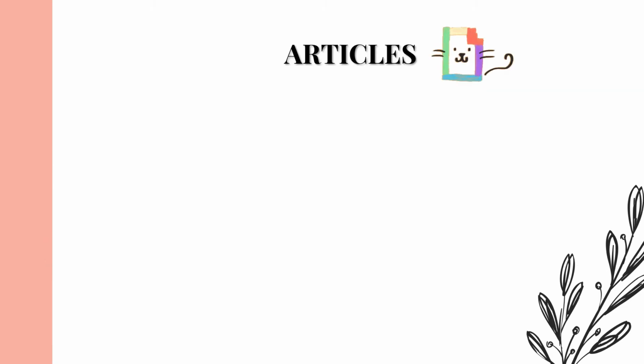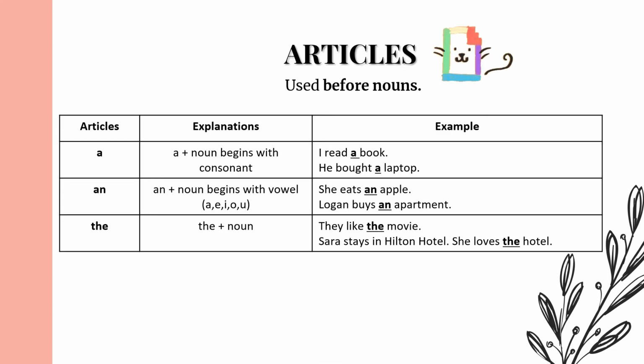Now we have articles. Articles are used before nouns. We have 3 articles. Look at the table here. The first one is a. A plus noun that begins with a consonant. For example, I read a book. A book. Book starts with letter B. B is a consonant. Next, he bought a laptop. A laptop. Laptop starts with letter L.